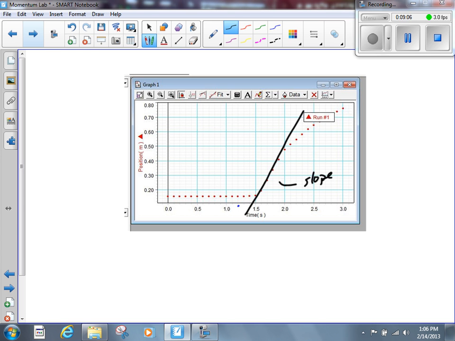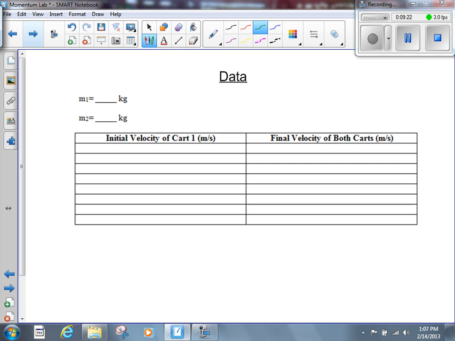Get the slope. That's the initial velocity. Draw a line of best fit. Get the slope. That's the final velocity. Once you've done that with 7 or 8 or 9 or however many trials you have, you're going to record your data on the table that looks like this. That's on the handout that I already gave to you.